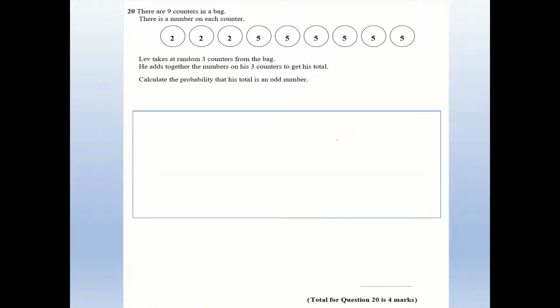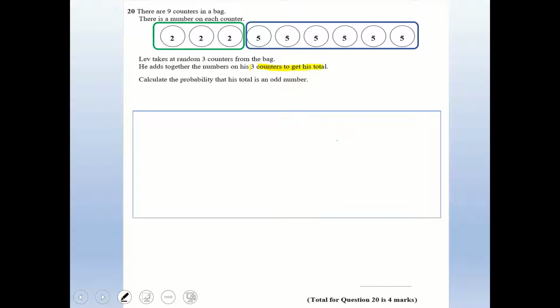There are 9 counters in a bag. There is a number on each counter. As you see, we have 3 counters labeled with number 2 and 6 counters labeled with number 5. Leo takes at random 3 counters from the bag. He adds together the numbers on his 3 counters to get his total. Calculate the probability that his total is an odd number.